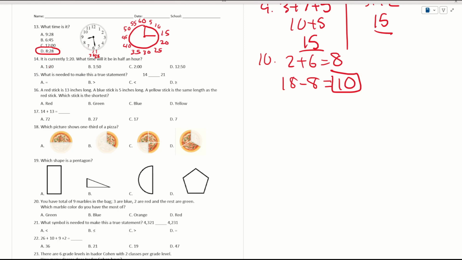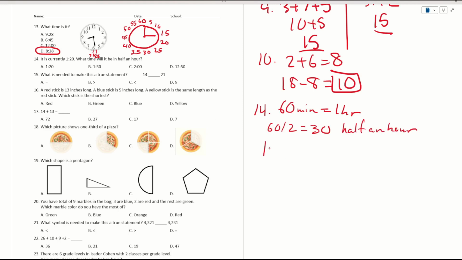For question 14, it is currently 1:20. Well, they did not tell us if it is AM or PM. Not sure. What time will it be in half an hour? So remember that. Let me write it down here. 14. Half an hour. 60 minutes is 1 hour. If we're talking about half an hour, we have to divide this by 2. 60 divided by 2 is going to be 30. This is half an hour.